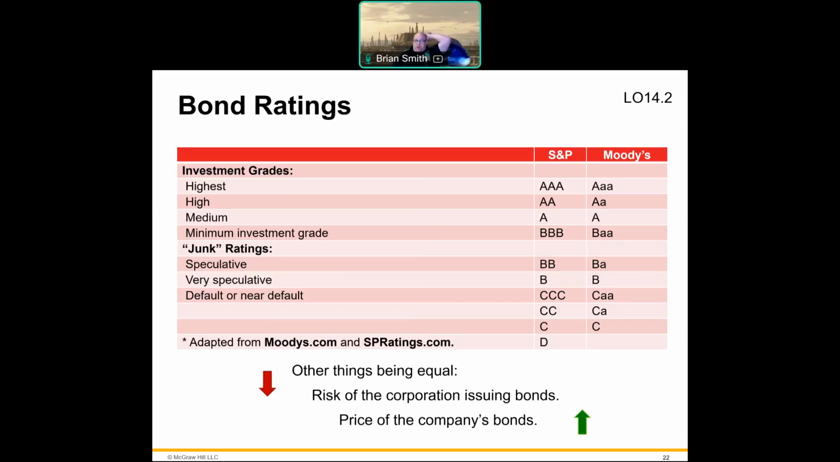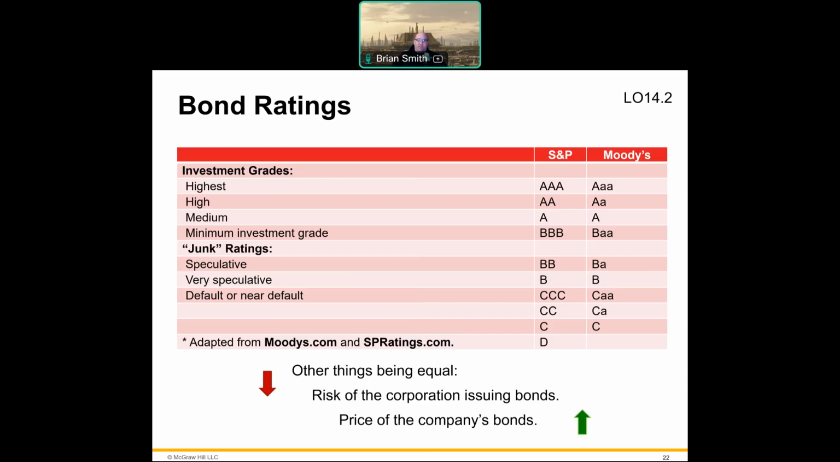If you're interested in bond ratings, these are things you can look at. I'm not much of a bond guy myself, so I don't care. But as long as it's above S&P's BBB or Moody's Baa, you're dealing with pretty good investments. Anything below that's junk.